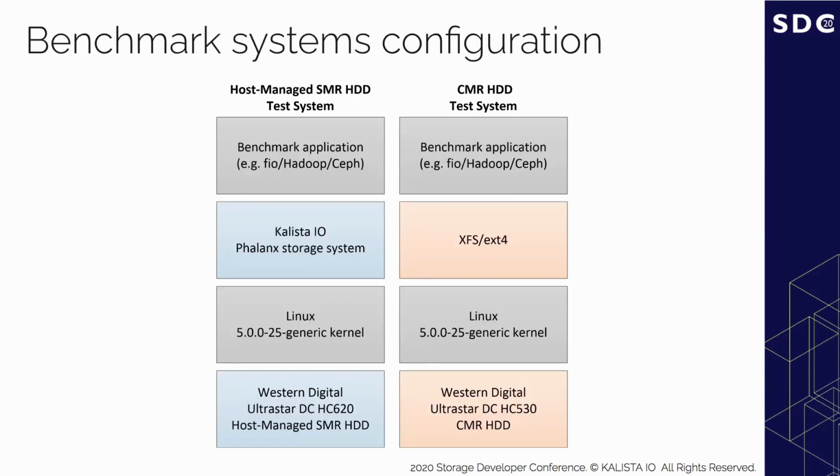To further understand the performance impact of our device-friendly philosophy, we set up two systems to collect benchmarks for Ceph, Hadoop, and file-level I/O. One with Phalanx and host-managed SMR drives, another with legacy XFS and ext4 using conventional disks. And here's what we found.